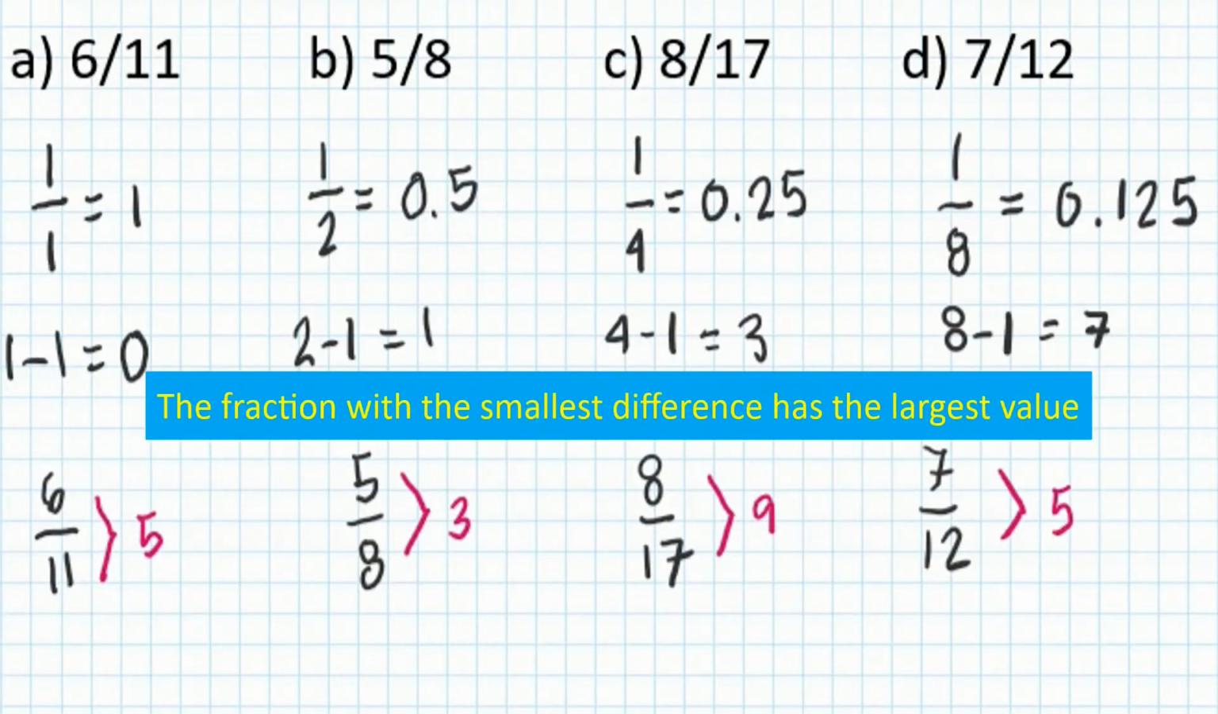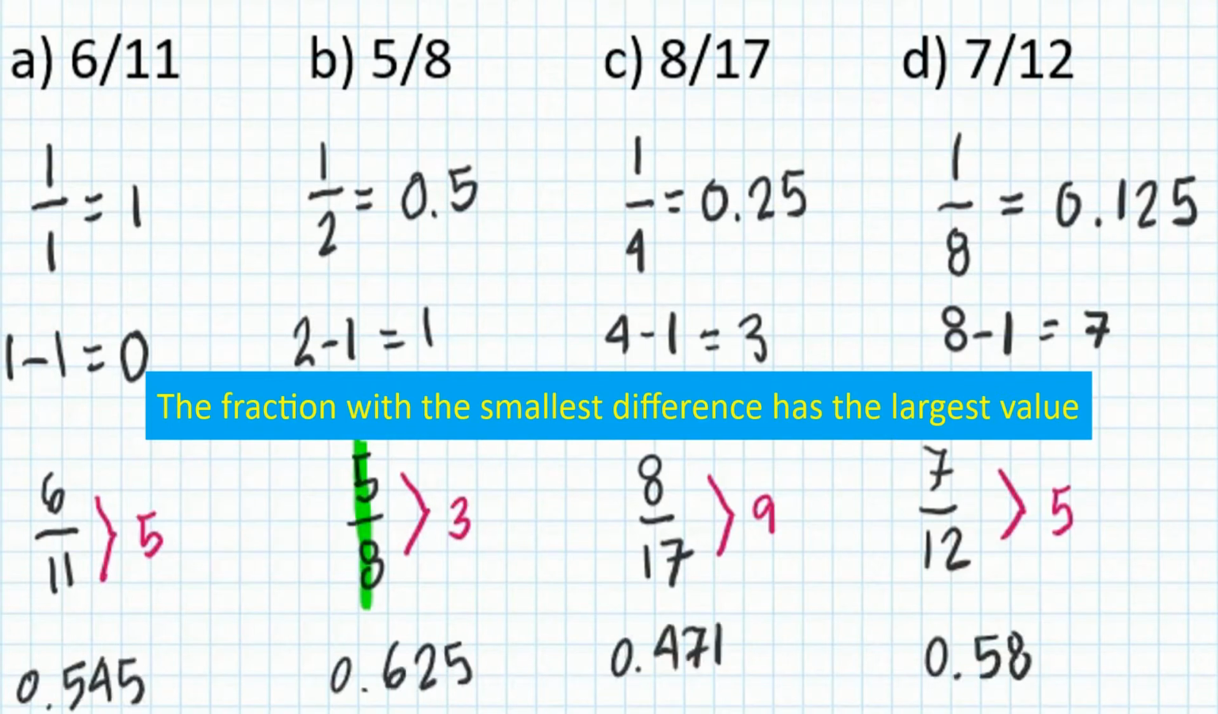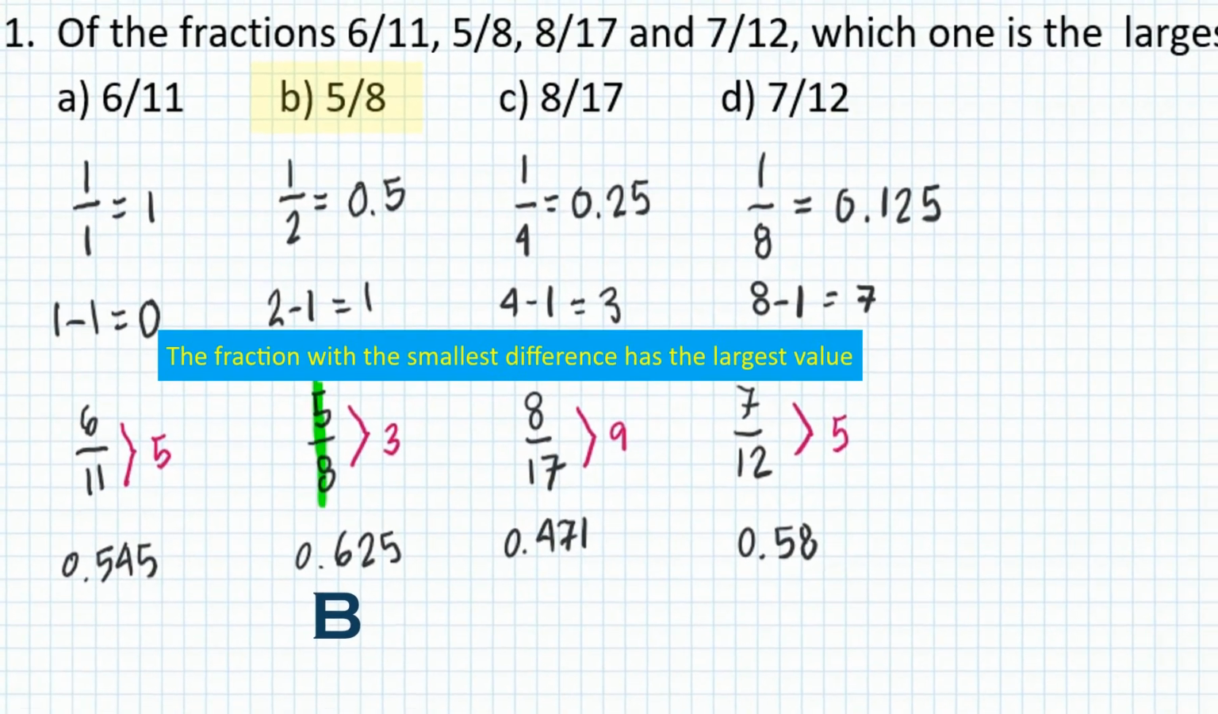Thus, the fraction that has the smallest difference is also the fraction that has the largest value. And the correct answer is 5/8. To check if our assumption is correct, the following are the decimal equivalents of the given fractions. Letter B, on our choices.